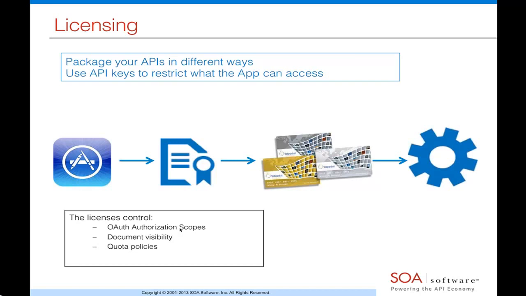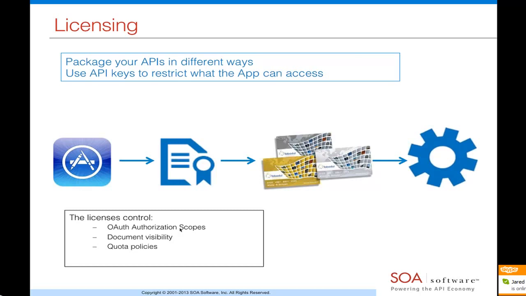They can control the API scopes, what operations you can perform on that API. They can also control quota policies. And just from a usability aspect, you can use licenses to improve document visibility. In some cases, your APIs might be pretty large, in the sense that they might have a lot of operations. But based on licensing, you can create dynamic documentation. So a developer just sees documentation with respect to whatever he or she is licensed to access.